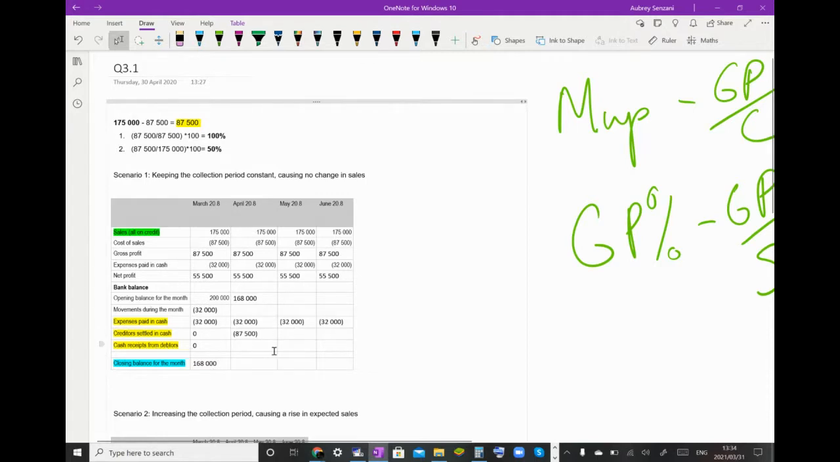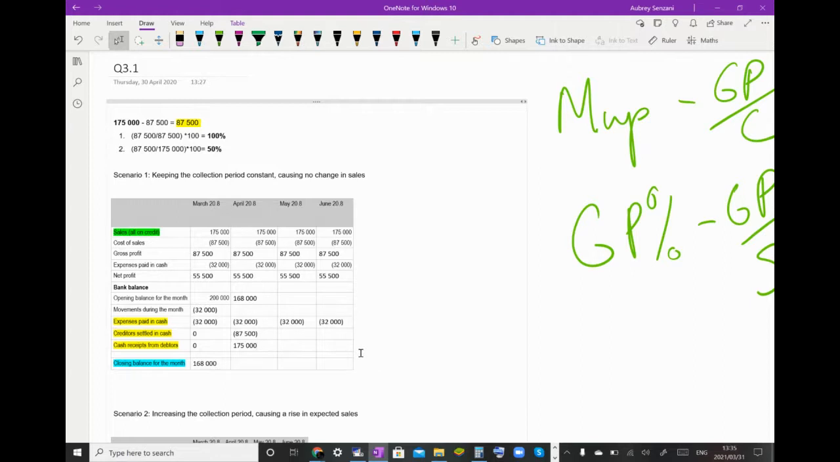Then cash receipts for debtors is also settled in 30 days. So all of these sales is 175, so that's obviously going to be 175. All of that is on credit. Usually they'll tell you a percentage of it is on credit, and when they do that, that means that you then have to apportion it for that percentage.